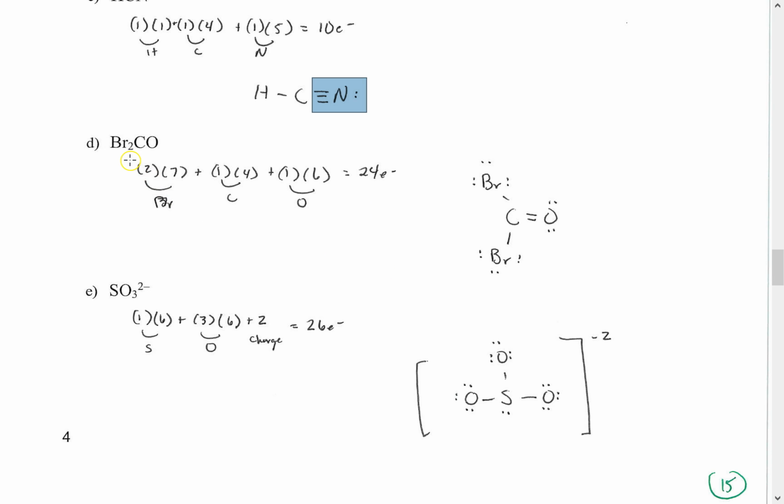Br2CO, so we need to come up with a pot of valence electrons. For bromine, it's 2 times 7. For carbon, it's 1 times 4. For oxygen, it's 1 times 6. So collectively, you're looking at 24 electrons.